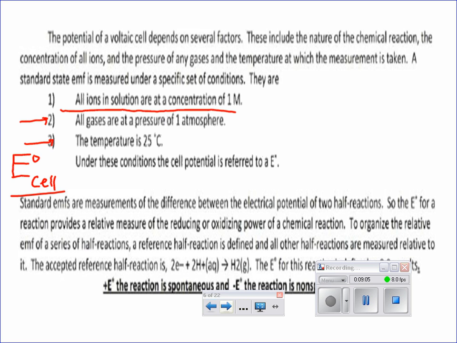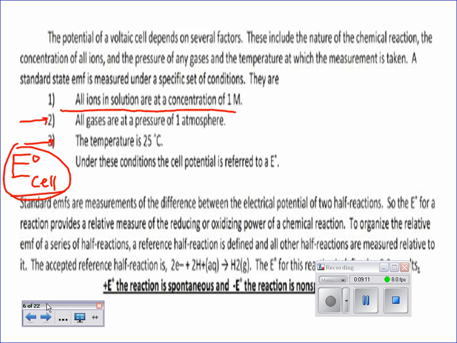Why do we use E cell? What's important about E cell? E cell is going to give us a way to determine spontaneity. If we have a battery that is not spontaneous, what do we call it? Dead. Exactly. It's a dead battery.